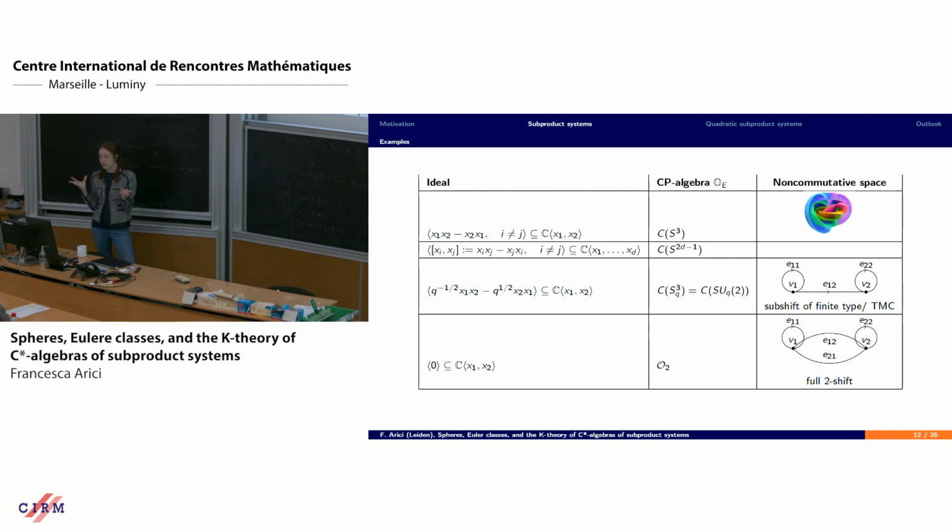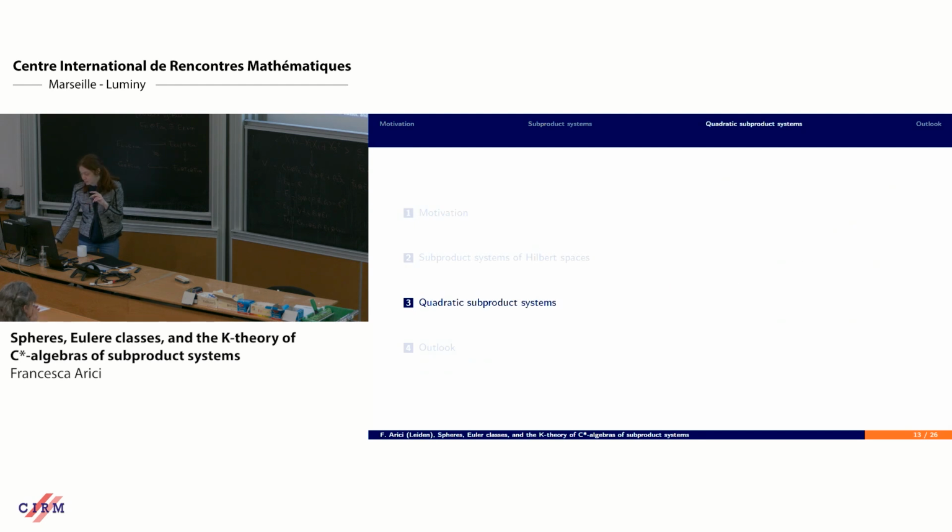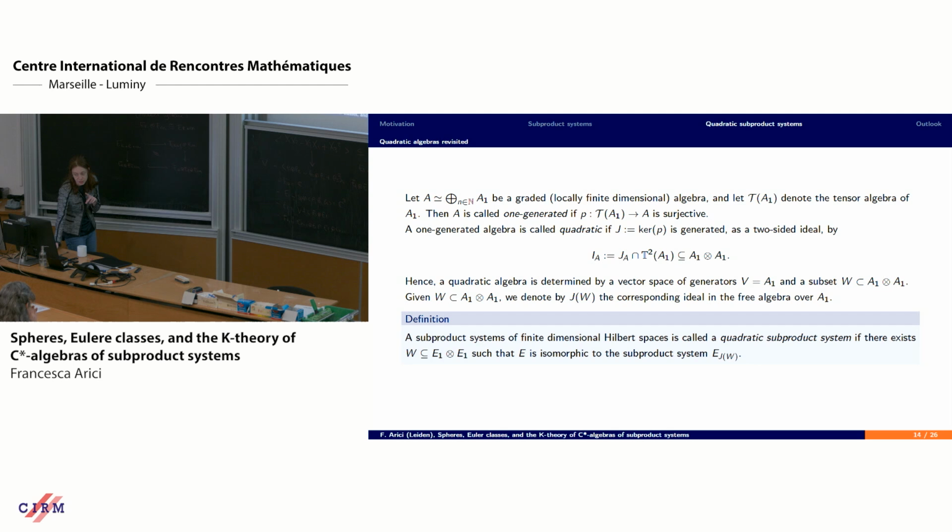So there are lots of nice C*-algebras that appear as the Cuntz-Pimsner algebras of subproduct systems, and that's why we started looking into them, maybe. Okay, so now I'd like to talk about something more recent, which are quadratic subproduct systems. So I'm going to go back to algebra.